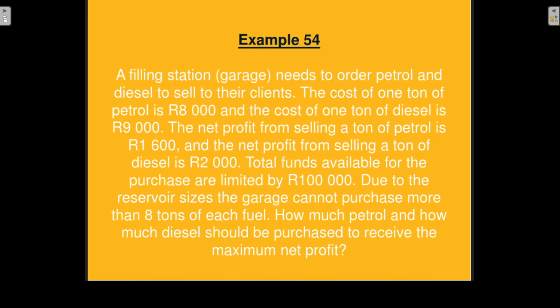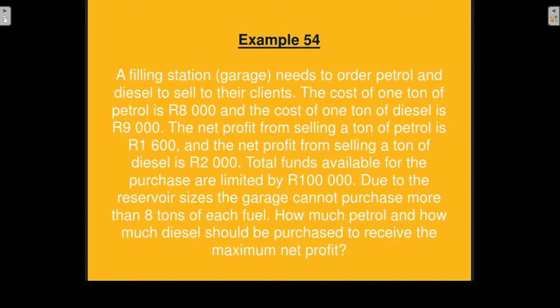The cost of 1 ton of petrol is 8,000 rands and the cost of 1 ton of diesel is 9,000 rands. The net profit from selling a ton of petrol is 1,600 and the net profit from selling a ton of diesel is 2,000 rands. The total funds available for the purchase are limited by 100,000 rands. Due to the reservoir sizes, the garage cannot purchase more than 8 tons of each fuel. How much petrol and how much diesel should be purchased to receive the maximum net profit?